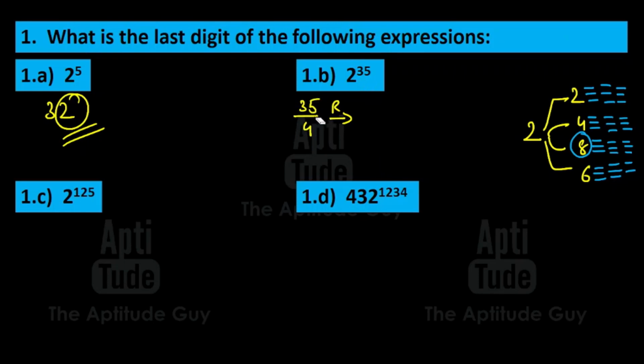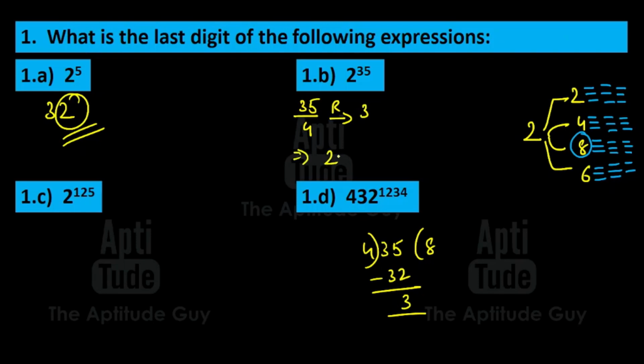So we have 35 divided by 4 and we get the remainder to find the number of extra numbers. So 35 by 4, what is the remainder? We know that 32 is divisible by 4, right? So if 32 is divisible by 4, we have 35 by 4. 4 eights are 32. The remainder is 3. Now when the remainder is 3, what does that mean? Remainder 3 means 2 to the power 3. So the remainder is 3.